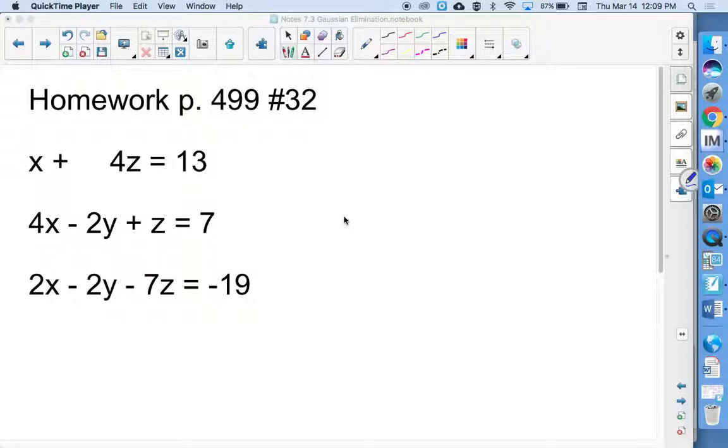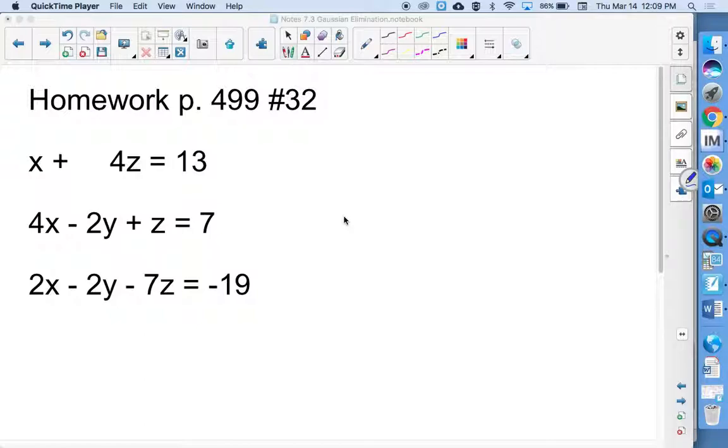31 and 32 were the infinitely many solutions. So if you got no solution for one of them, or if you found a solution for one of them, then you went wrong somewhere. So looking at number 32, since this is the even one, the answer isn't in the back of the book. I figured we'd go through this.